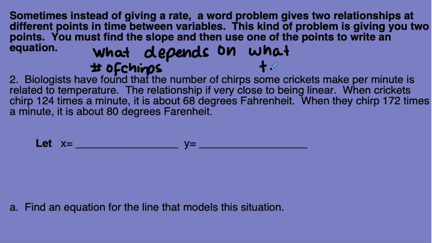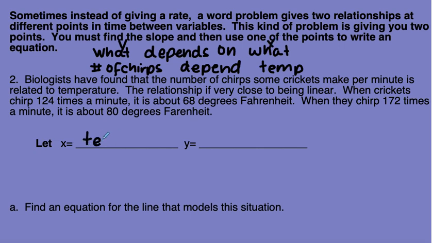Does that depend on the temp? Or does the temperature depend on the number of chirps? Well, it seems like the crickets chirp based on what the temperature is. So I'm going to say that the number of chirps depends on the temperature. So number of chirps would be my y, because y depends on x.